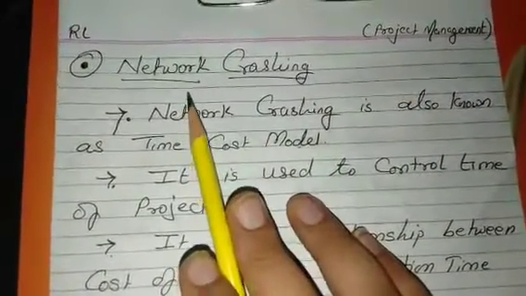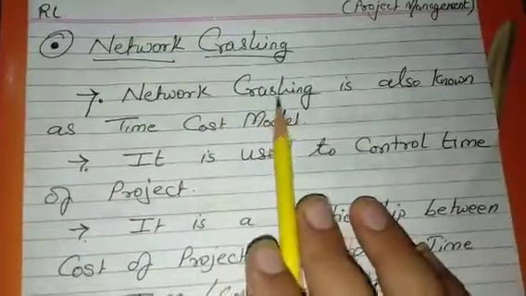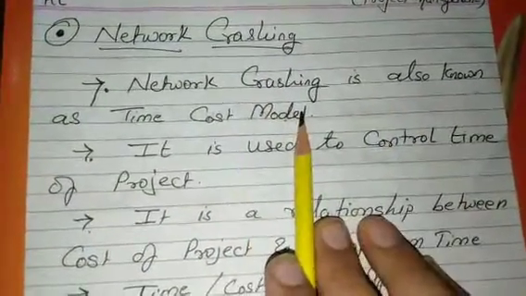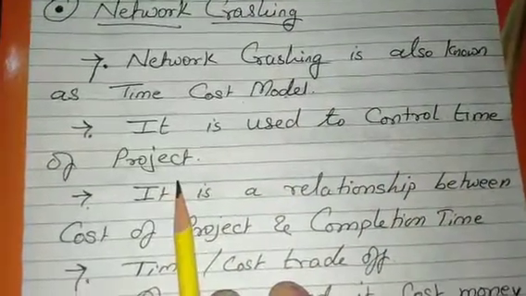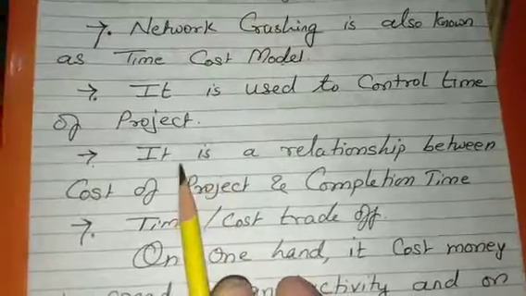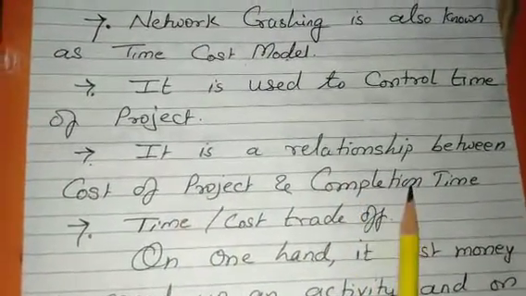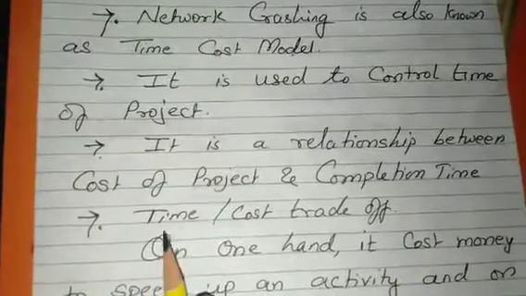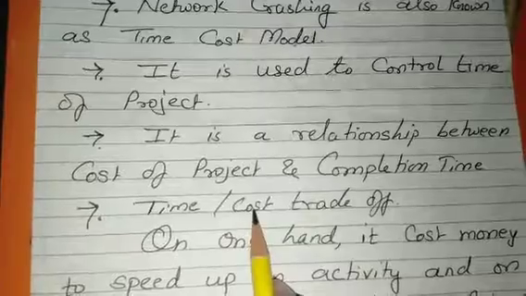Today, we will cover our topic, that is network crashing. Basically, network crashing is also known as the time cost model. It is used to control the time of a project. It shows the relationship between the cost of a project and its completion time. In other words, there is a trade-off between time and cost.